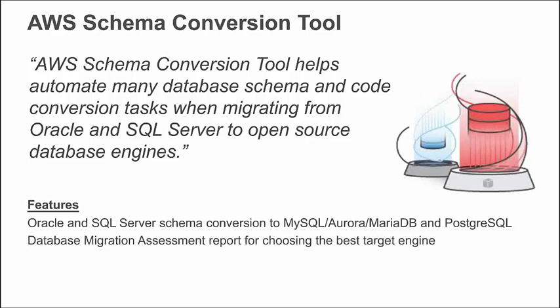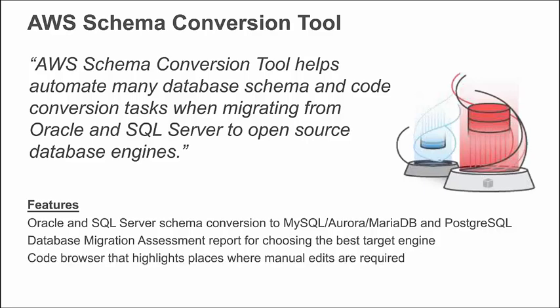As part of the Schema Conversion Tool, we are offering a database migration assessment, which is basically a report that will show you what the best target engine is for your specific source database. In addition to the assessment report, we also offer you a code browser. This code browser is an interactive tool. It highlights all the places where we were not able to automatically convert the code in your source database, and where manual edits are still required.